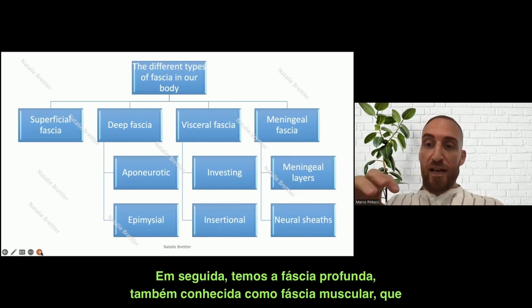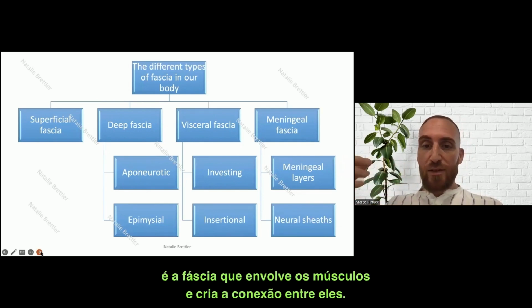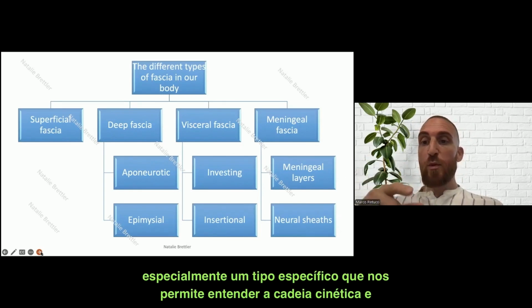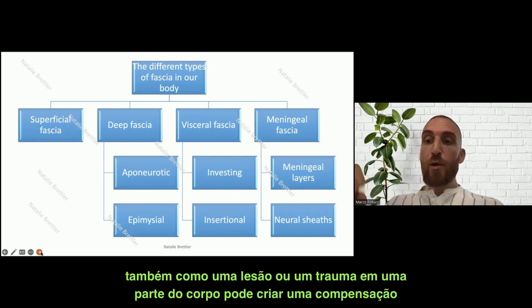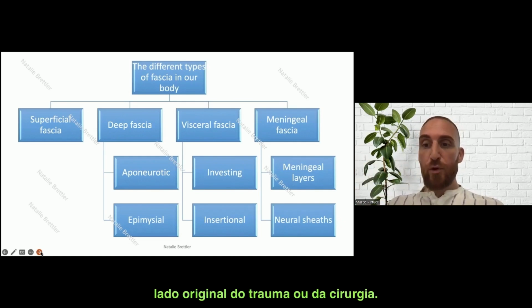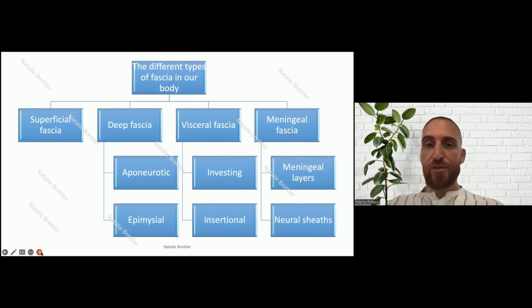Then we have the deep fascia, which is also known as the muscle fascia, which is the fascia that surrounds the muscles and creates the connection between the muscles. So it is this type of fascia, especially one specific type, that allows us to understand the kinetic chain and also how a lesion or a trauma in one part of the body can create compensation and show symptoms far away from the original site of trauma or surgery.